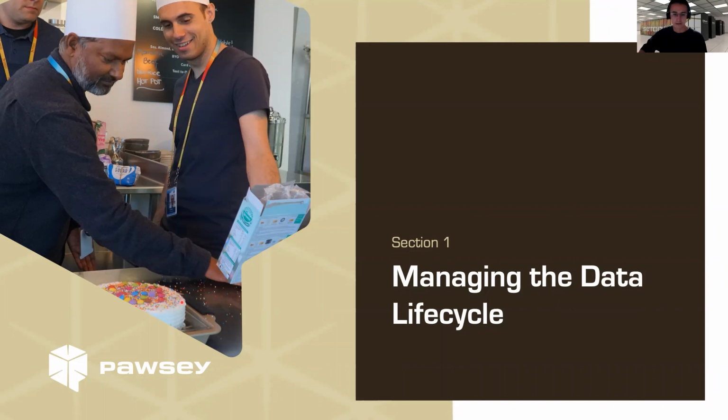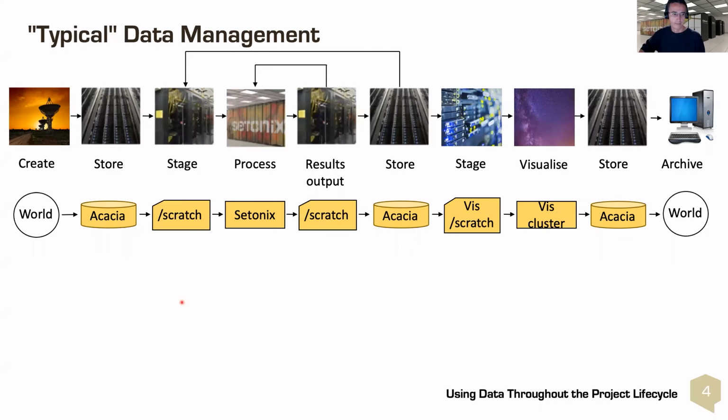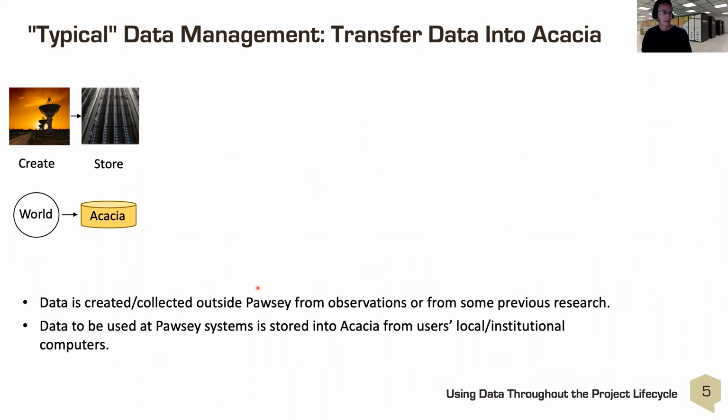So the first section is going to be about a general view of the workflows and how data can be managed along the way. This is a big picture view of a typical workflow, and we are going to focus on the typical data management within the workflow. This is a long workflow, but very typical for our users. So I will show it bit by bit.